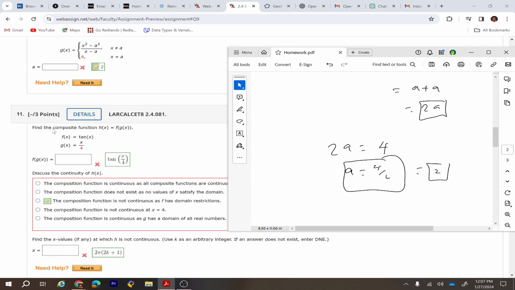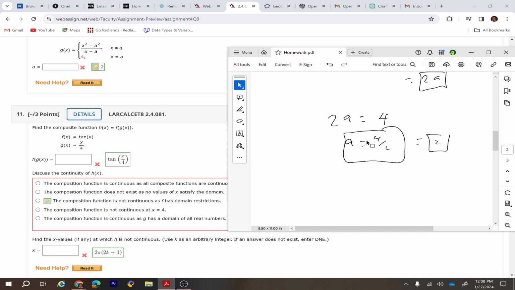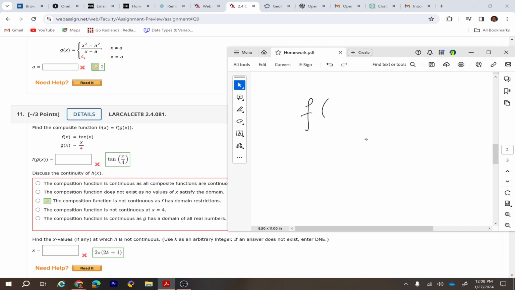Question number 11. Find the composite function f of g of x. So just go back here. This is from college algebra. Wherever you see x in the tangent function, instead of x, we replace it by g of x. The value of g of x, which in this case is x over 4. That's the reason the composite function is tan of x over 4.